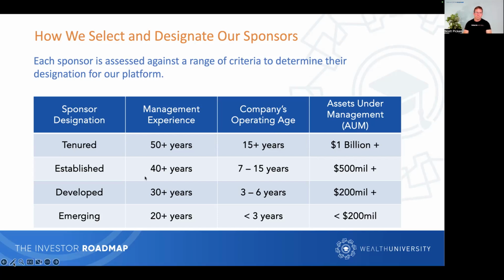If they're established, it's 40 years. The company's operating age is 7 to 15 years, and they've got over 500 million in assets under management. If they're developed, it's 30 years, 3 to 6 years, and 200 million. And if they're emerging, often what emerging means is that you've got partners that have significant experience, but they've got quite a new company that's only been going 3 years or so.